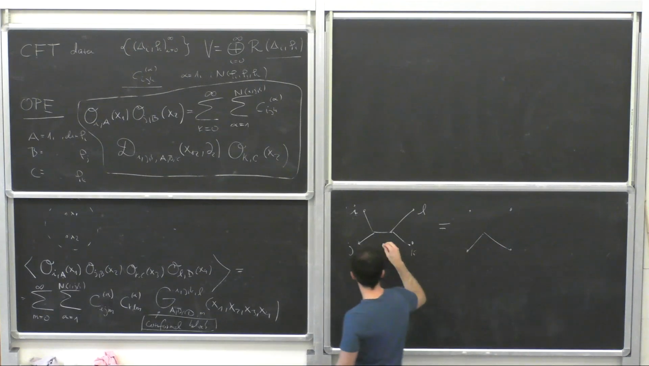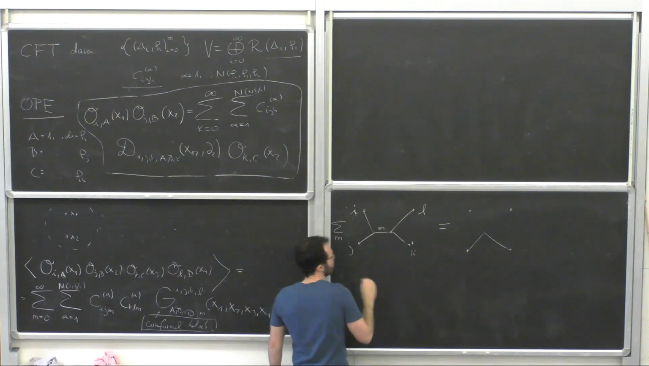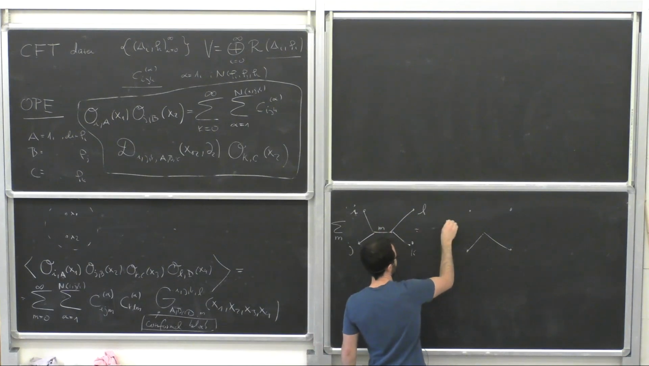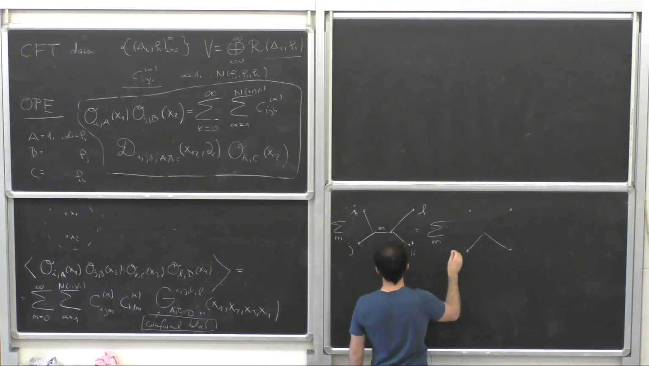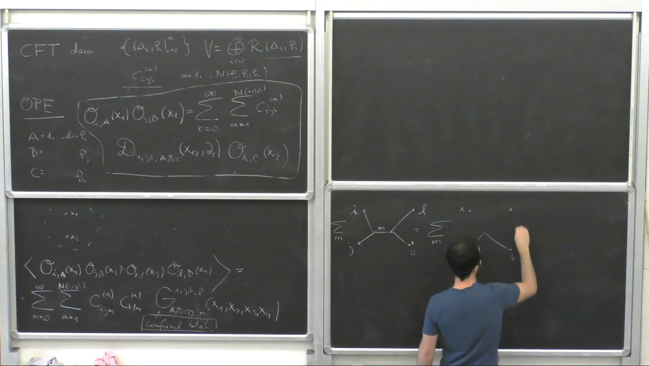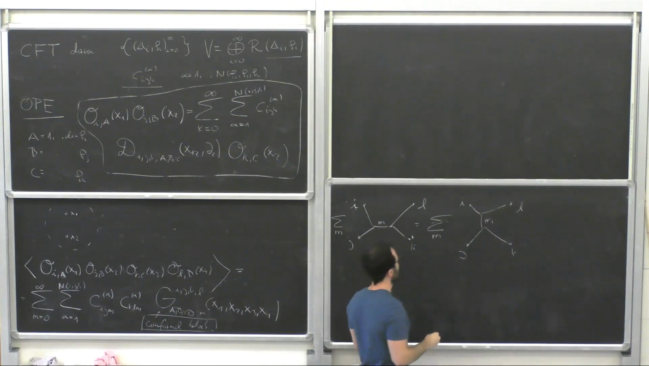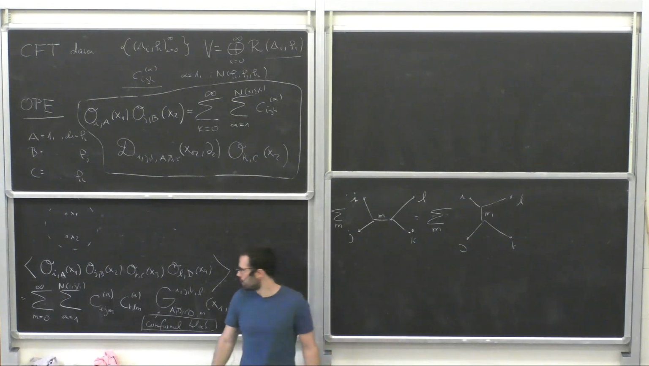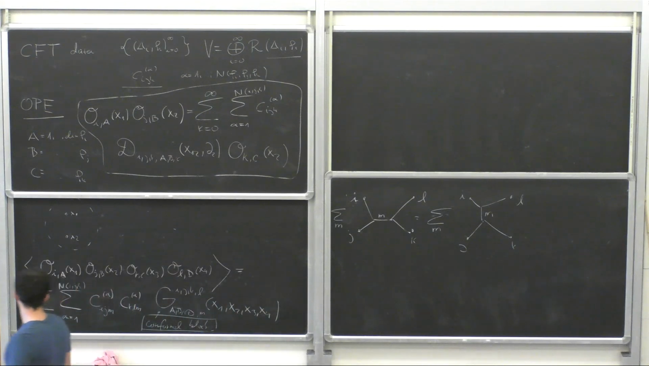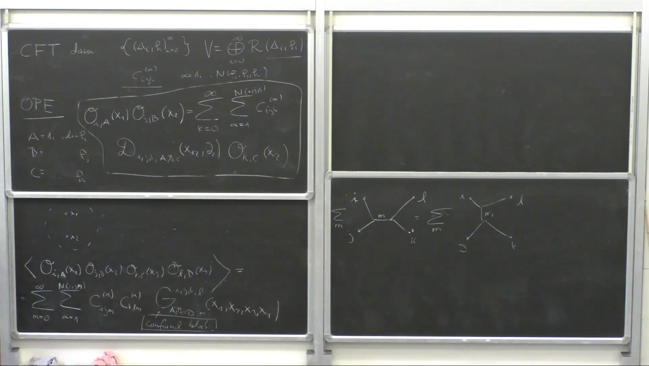Maybe let me write a sum. We are summing over M, and here we are also summing over M. Yes, thank you, sorry. It's I, J, and M.